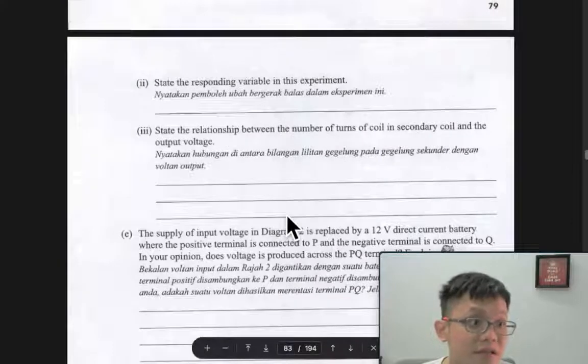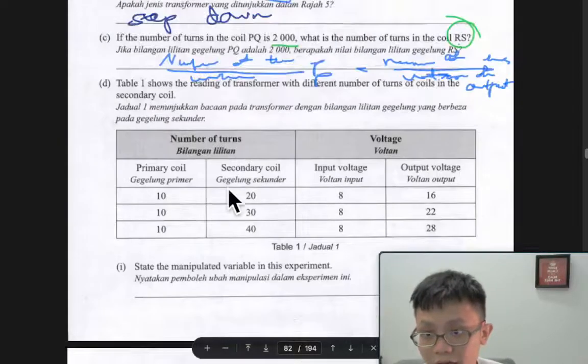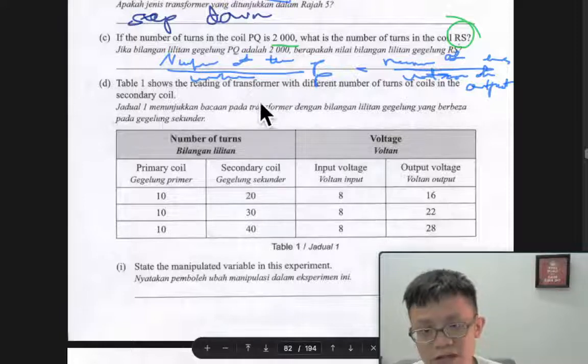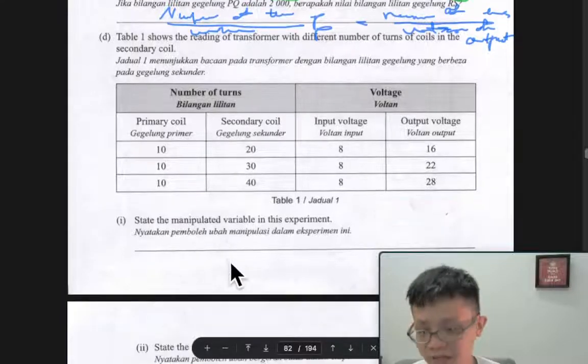Now it's already 10 o'clock. Okay, let's do this last question. Table 1 shows the reading of a transformer with a different number of turns in the secondary coil. State the manipulated variable in this experiment.